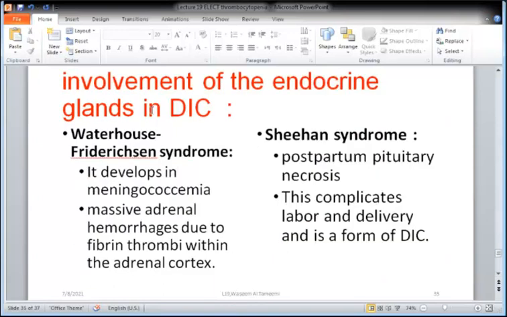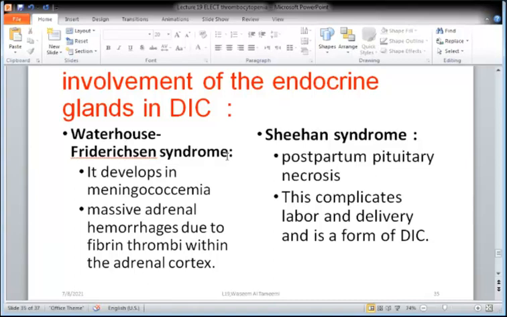If the DIC process affects the endocrine system, we have two syndromes لازم تعرفوهن وتحفظوهن. اللي واحدة من عندها اسمها Waterhouse Friderichsen syndrome والثانية اسمها Sheehan syndrome. These syndromes have a unique presentation in a patient in the setting of DIC.